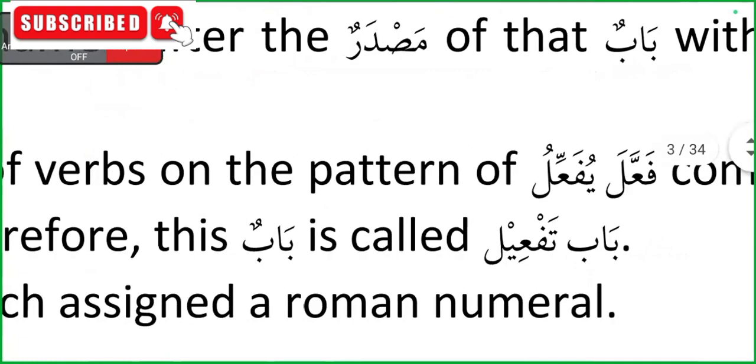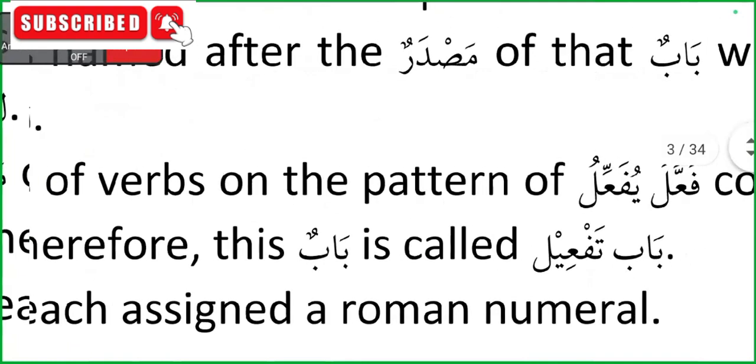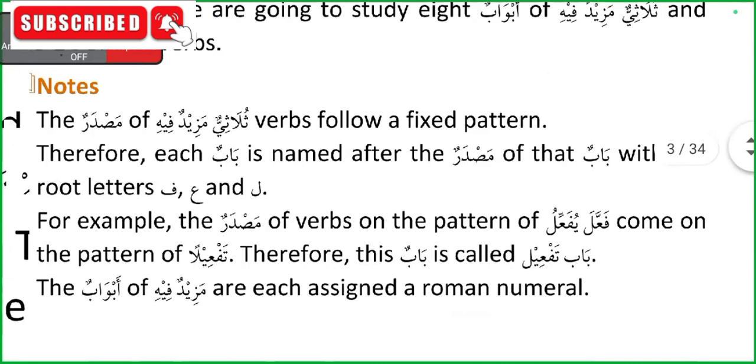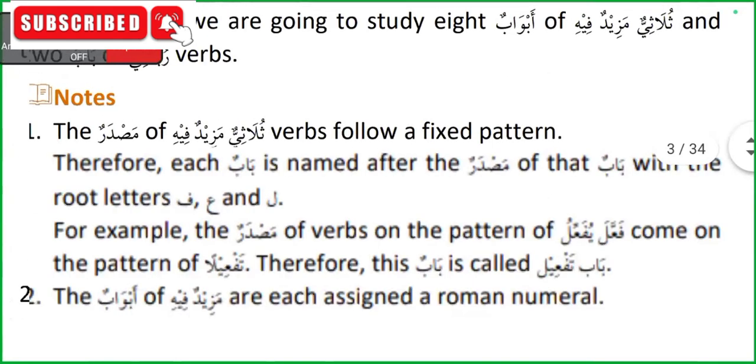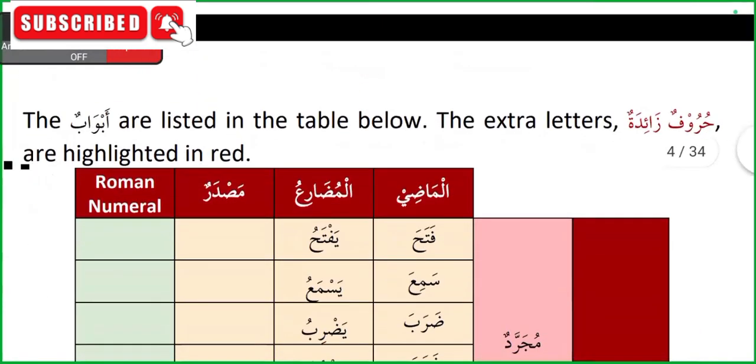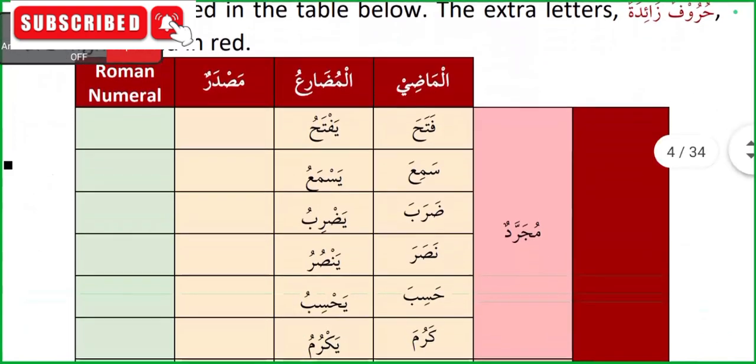The abwab of mazidun fi are each assigned a Roman numeral, so we will give a Roman numeral to the forms. Now coming on to page 78, the abwab are listed in the table below. The extra letters, that is huruf zaida, are highlighted in red. So you can see these in detail.